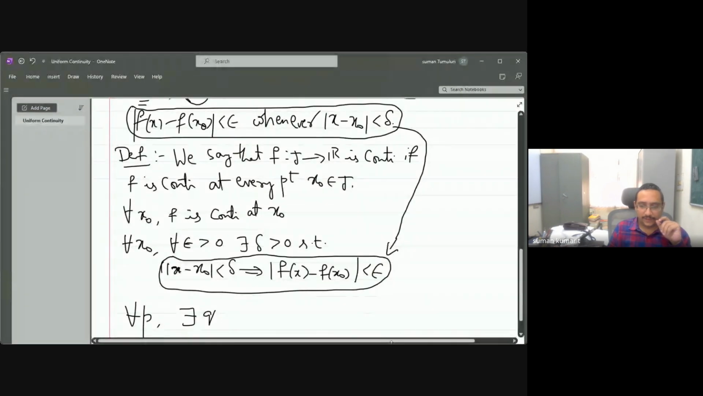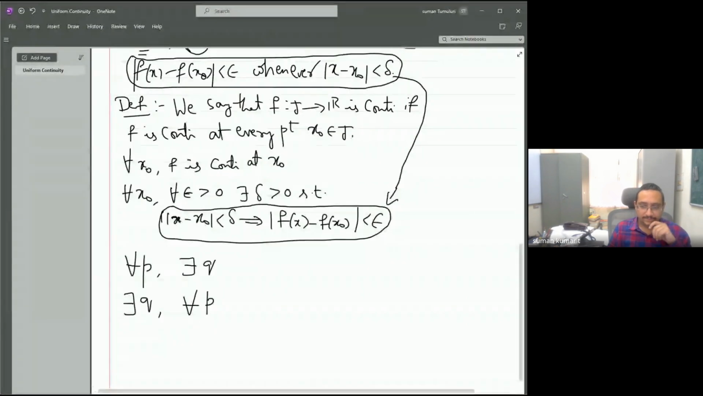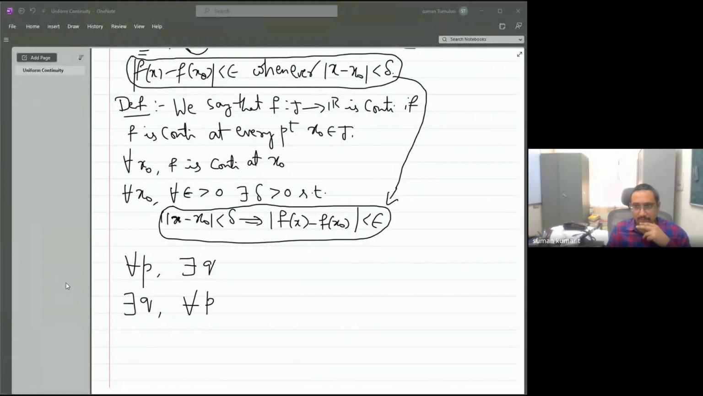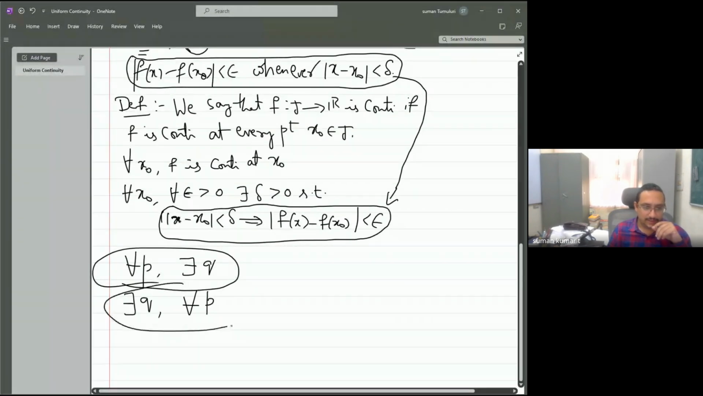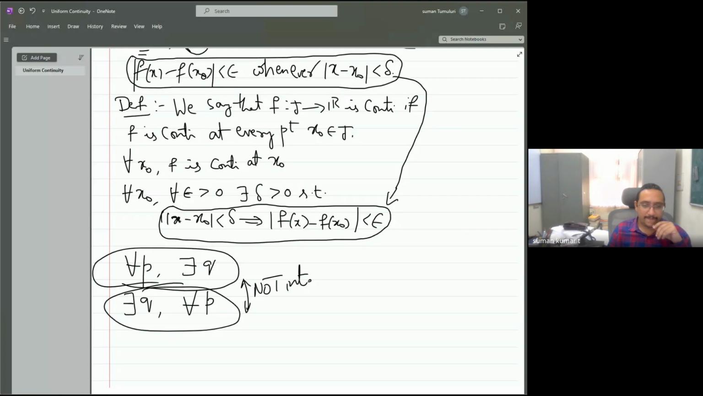You can think about whether you can do it or not. Are these two things the same? Can I interchange? Or if I interchange, what goes wrong? The most important feature is that these two things are different. I am not allowed to interchange these two things. Not interchangeable.